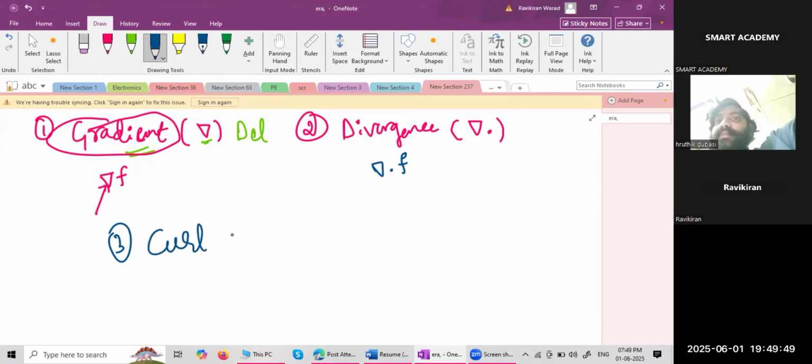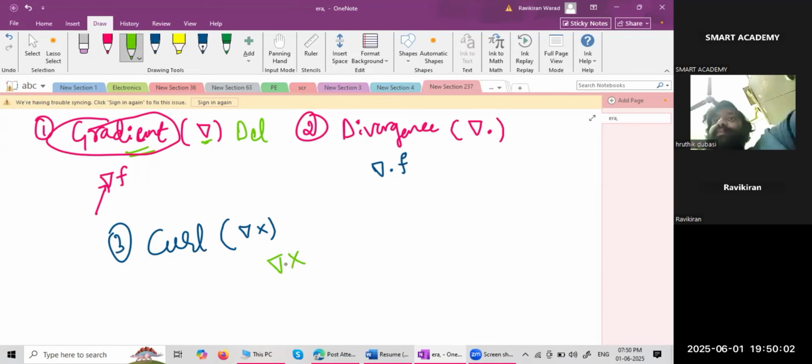Curl is represented by del cross. What did I say? Del cross. If I write del cross F, how do you read it? You can read it as del cross F, or as curl F. Del cross means curl. Great, these three points are clear.